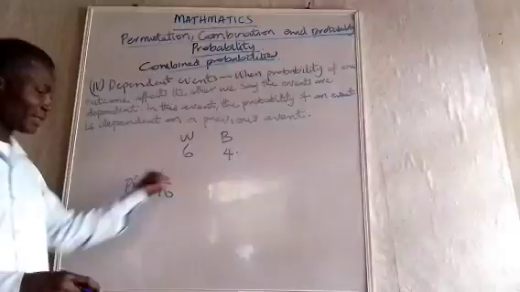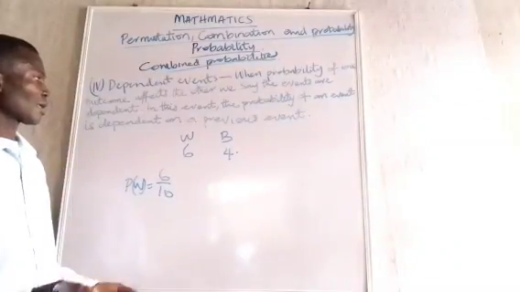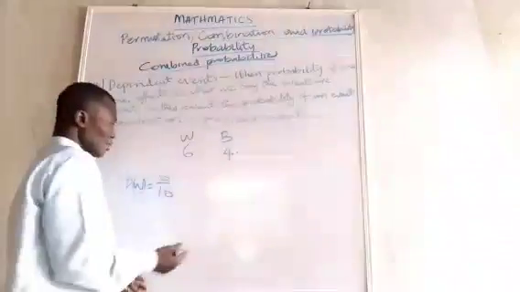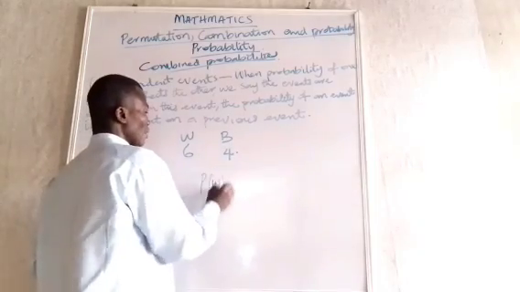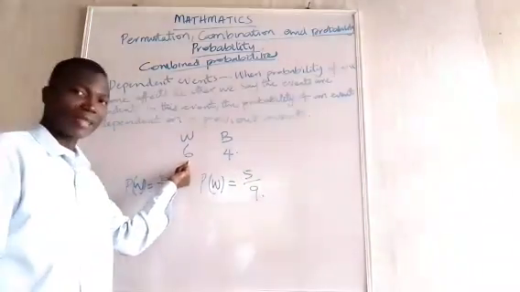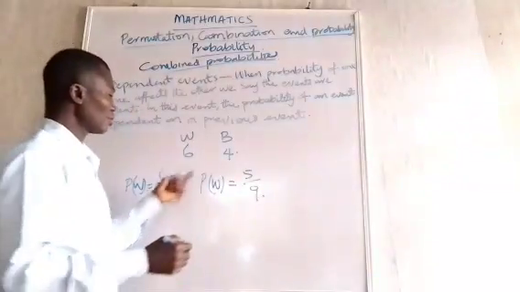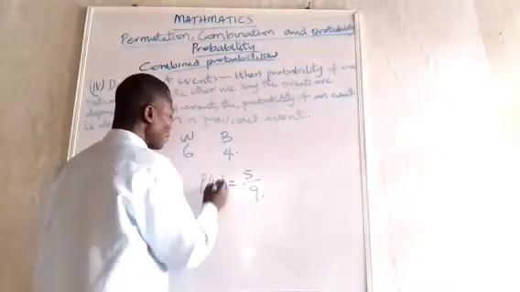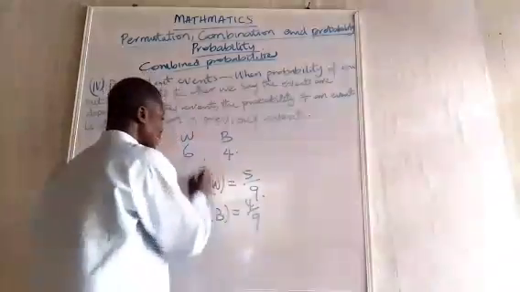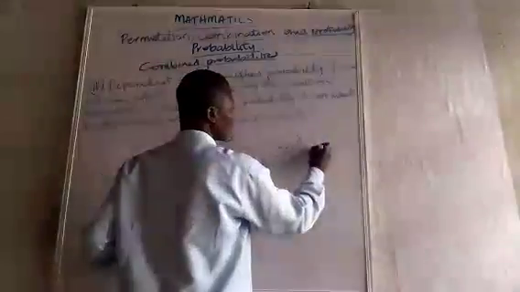Now, if I pick this, I do not return it inside the box. And I want to pick another one. The probability of having white this time around is equal to 5/9, because the white has reduced by 1 and the total quantity of balls has reduced by 1. So the probability of having black will be equal to 4/9. This is the second selection.